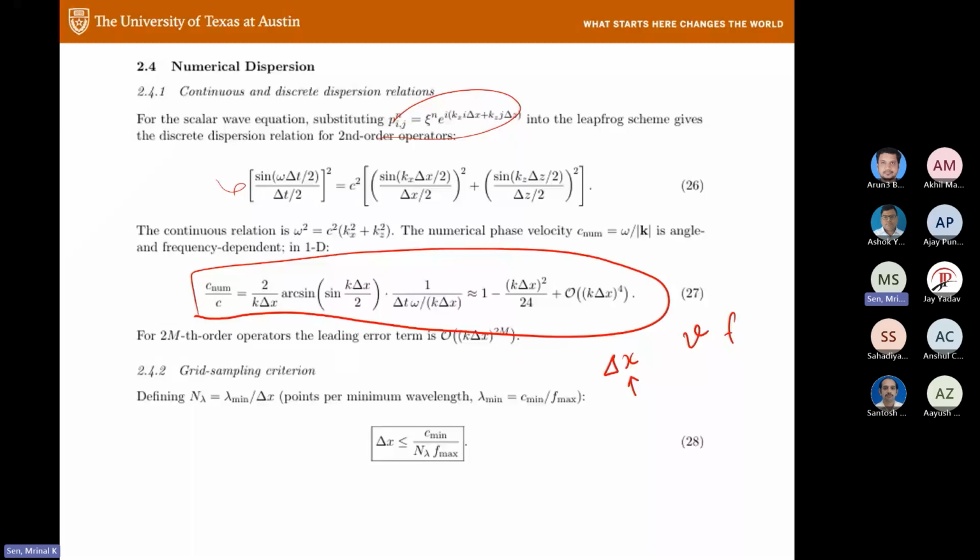This is basic acoustic wave theory that we learned in high school, sound waves. So lambda comes from velocity and frequency, and this gives the number of points per minimum wavelength. The minimum wavelength will be v min divided by f max. Delta x should be chosen such that it satisfies this criterion, and it depends on the order of finite differencing. There is a constant term which is different for different orders. So it is dictated by minimum velocity and maximum frequency.